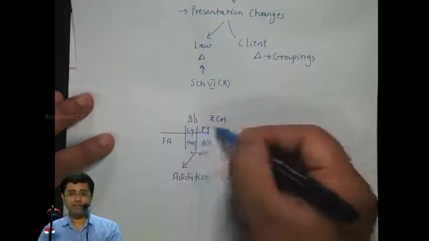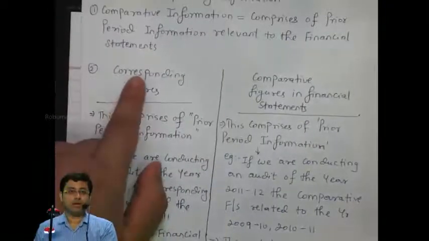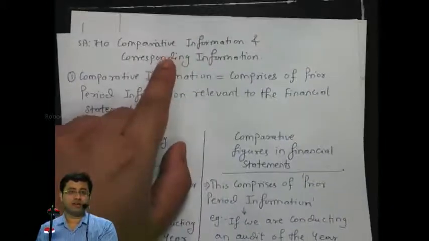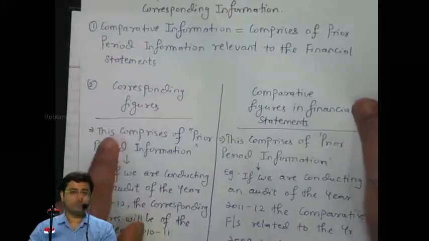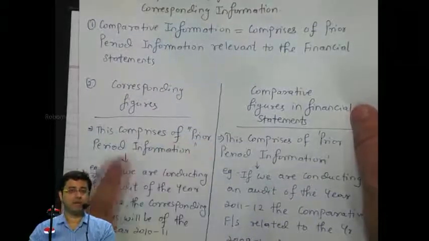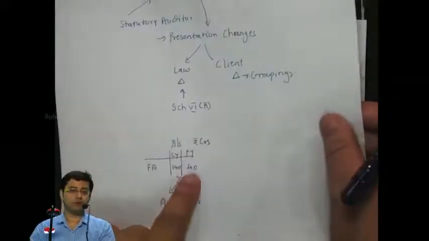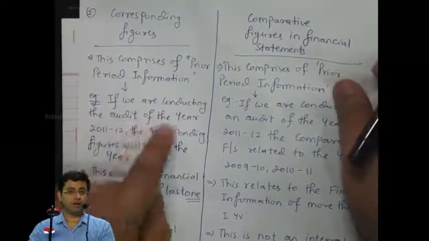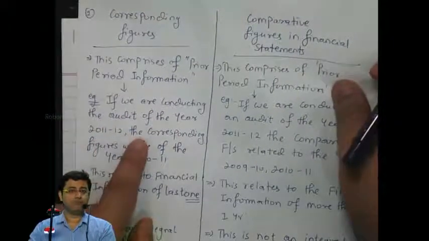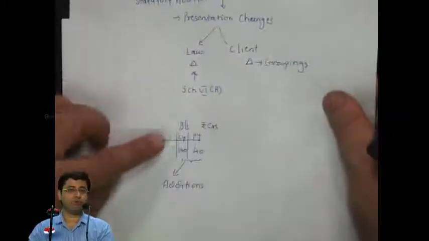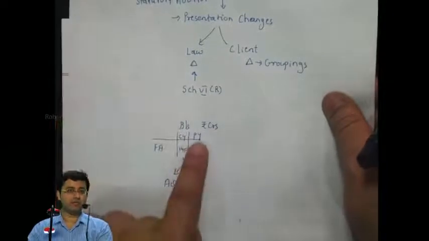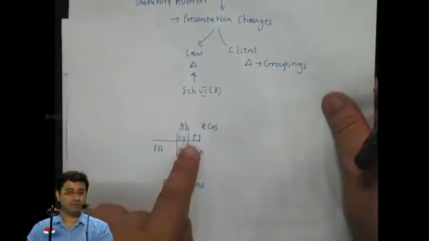So when I was comparing these two figures, previous year and current year, look here carefully. What are corresponding figures? The title of this standard is Comparative Information and Corresponding Information. Corresponding figures comprise prior period information. That means I am talking about this 40. Example, if we are conducting the audit for the year 11-12, the corresponding figure will be 10-11. That means if I am the auditor for the current year, then for me this is the corresponding figure.